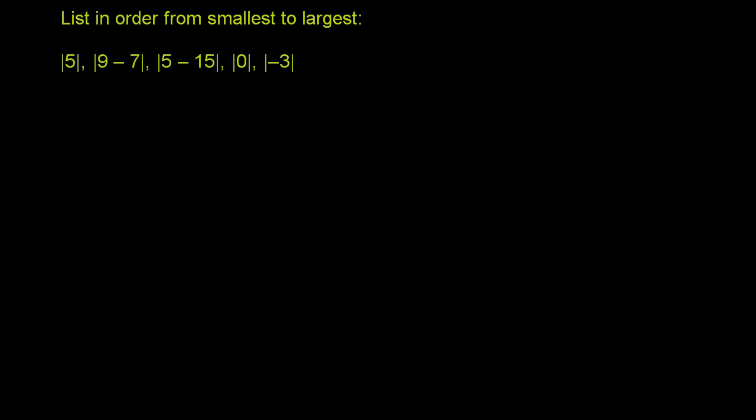So let's think about these numbers. The first one is the absolute value of 5. How far is 5 away from 0? Well, it's 5 away from 0. So it's equal to 5. If I were to actually draw a number line, you would see that. 0 is here. 5 is over here. This distance right there is 5. So the absolute value of 5 is 5.